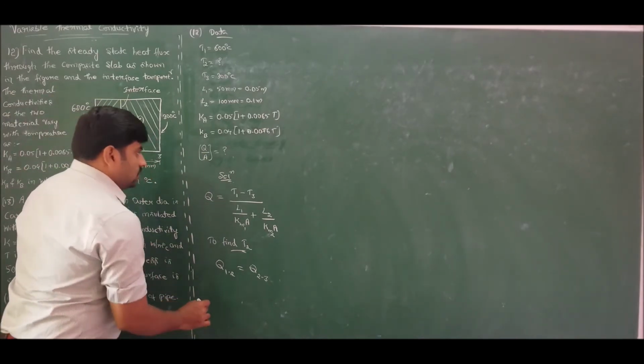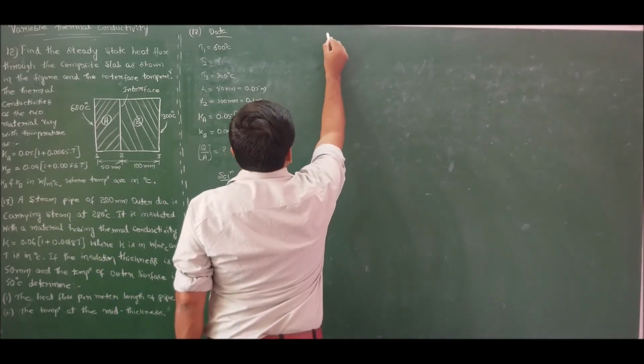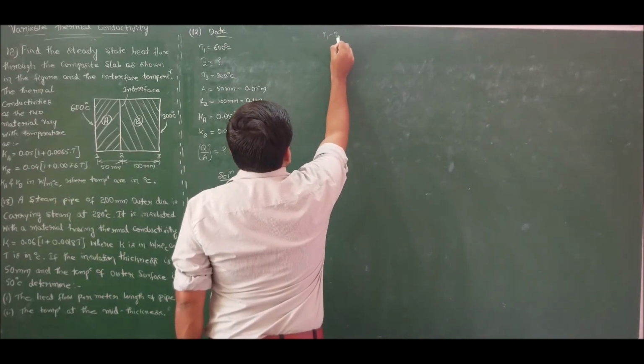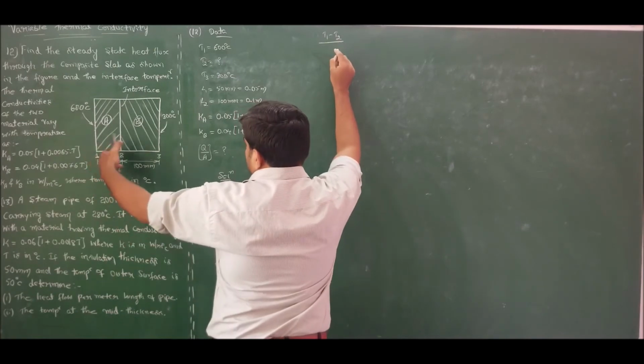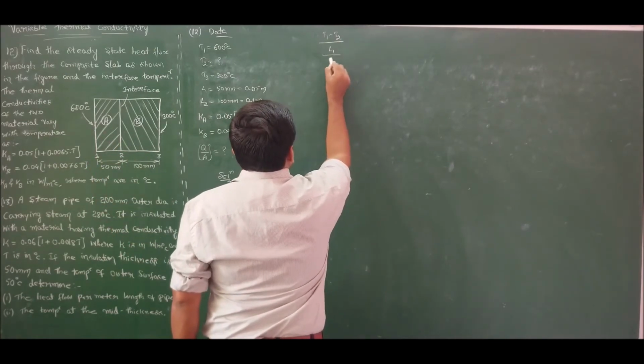Whereas Q1 to 2 is given by T1 minus T2 divided by the resistance between 1 and 2, that is the resistance of slab A, that is L1 by Km1 A.